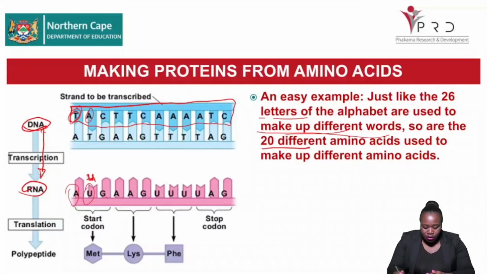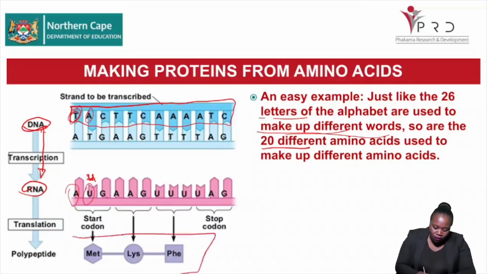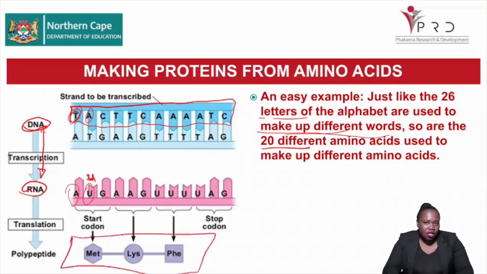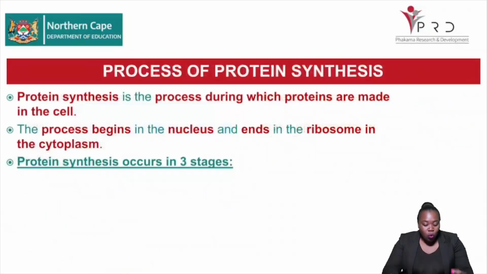And then this will be used for the formation of the polypeptide chain, whereby the amino acids will be joining each other based on the anticodons on the tRNA. We will look at that in the next few slides.